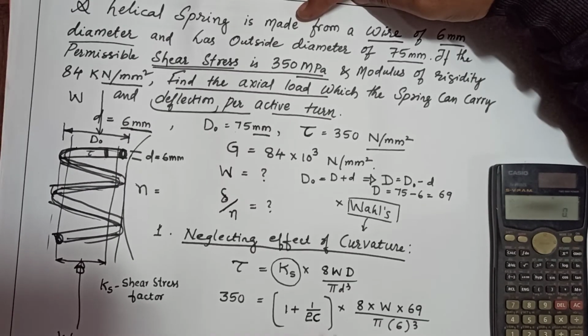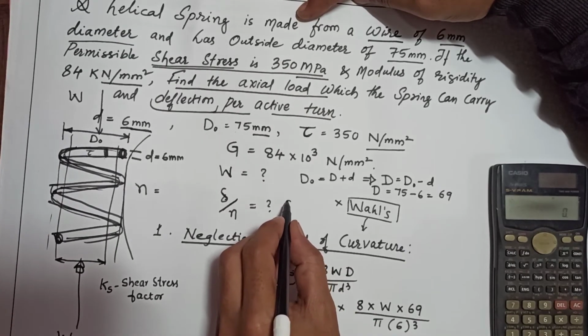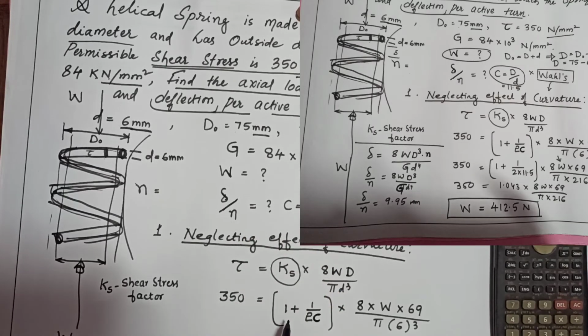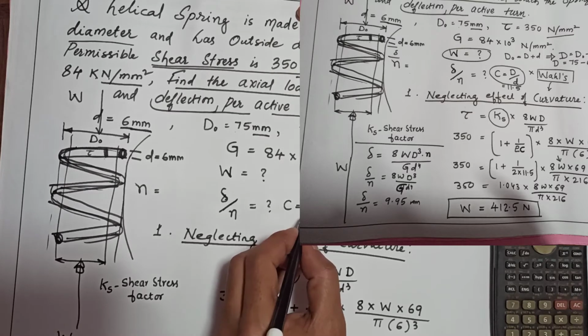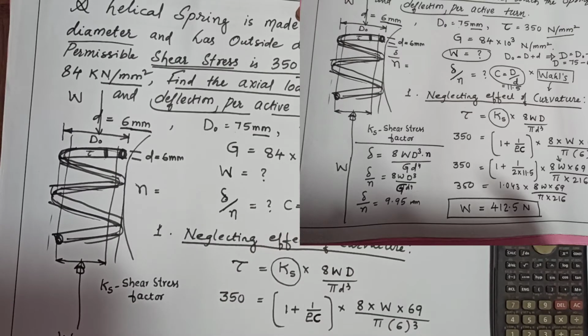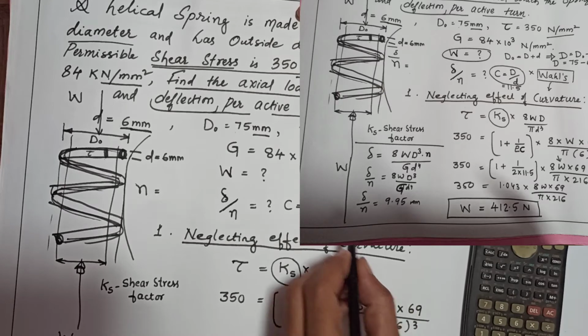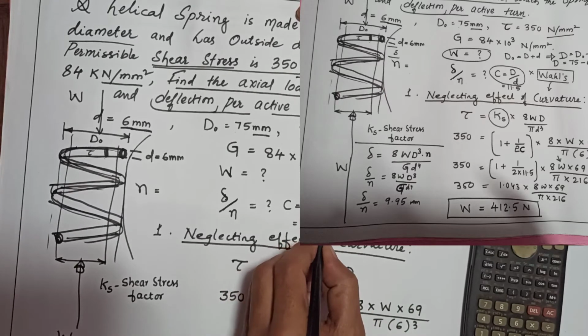So here C is given. What is meant by C? You need to calculate the value of C also, where C we call the spring index. It is the ratio of mean diameter by the diameter of the wire. What is the mean diameter? 69 by the diameter of the wire. So you got 11.5. Okay, so 11.5 is the C value. So here you can write 11.5.